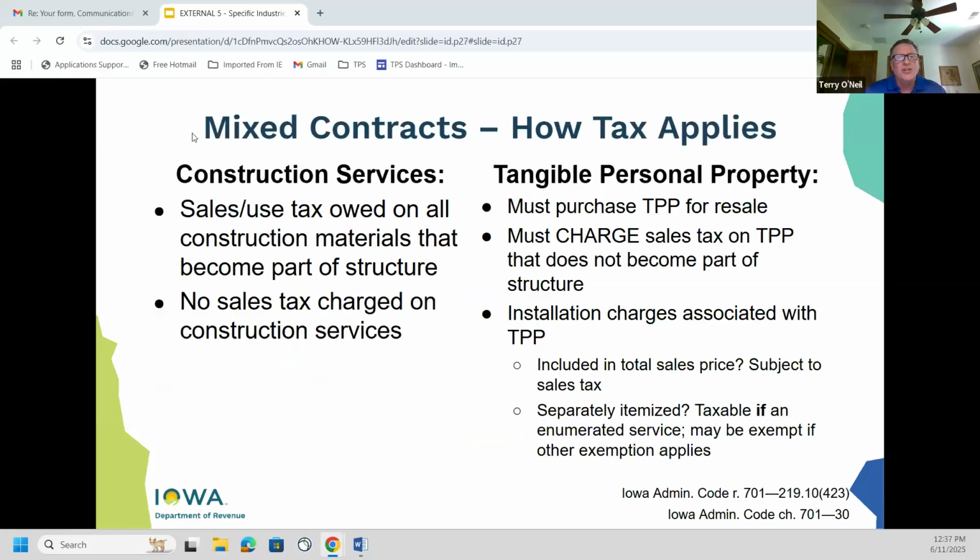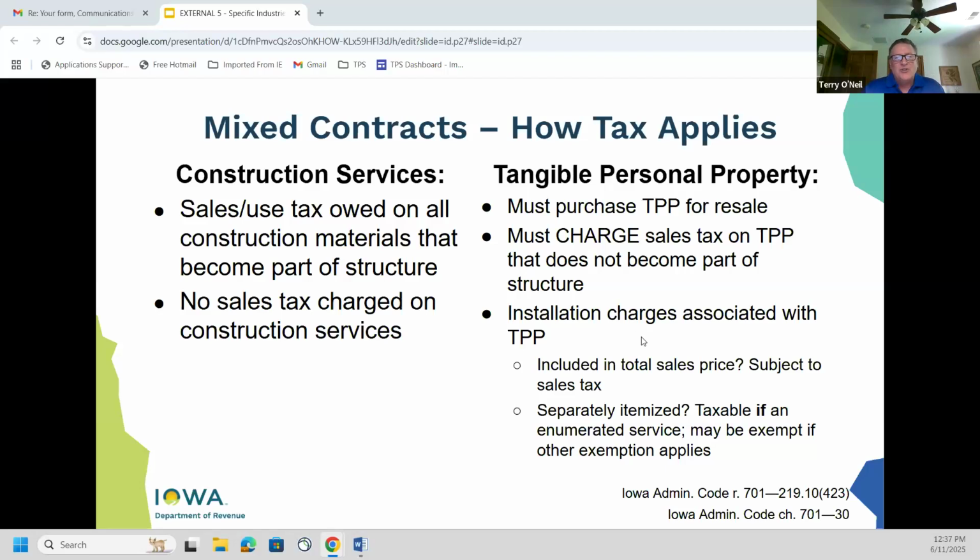How this works is on the construction services, the tax is owed on all the construction materials that become part of the structure. Again, I'm not assuming that there's a designated exempt entity or anything like that going on. So just assume it's a normal construction contract. No sales tax is charged on construction services. We've already discussed that. If there is some tangible personal property involved, the contractor must purchase the tangible personal property tax exempt for resale. Then they must charge sales tax on the tangible personal property. And they also must charge tax on any installation charges associated with that.